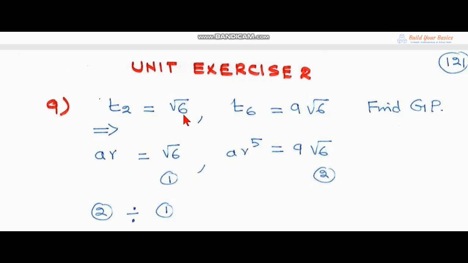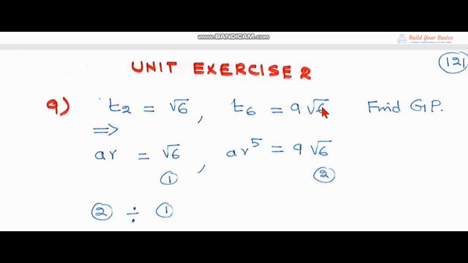T2 equal to root 6, that is, second term is root 6. What is the general GP? A, AR, AR squared and so on. AR to the power of n minus 1 is the nth term, general term. Now, T2 equal to root 6, that is AR. So, second term, AR is root 6.